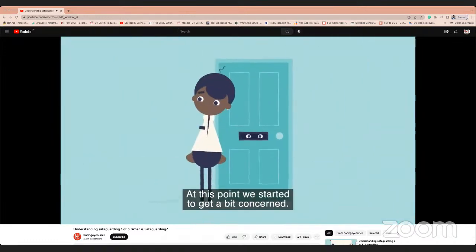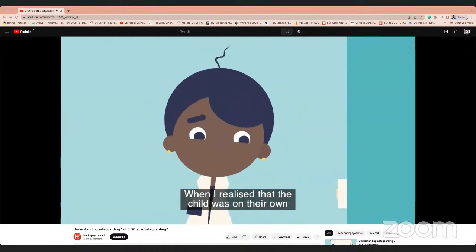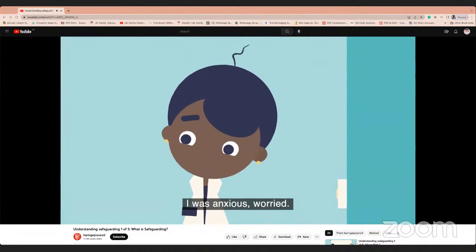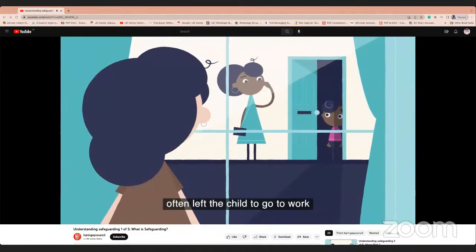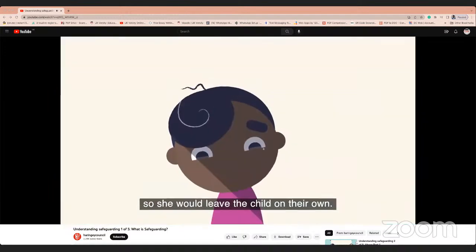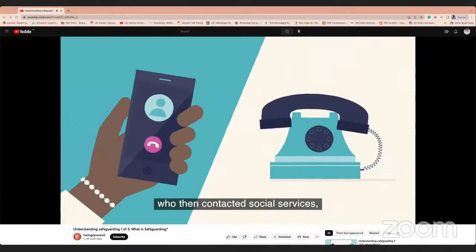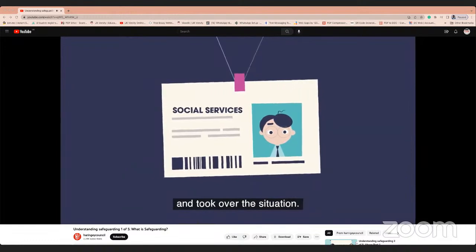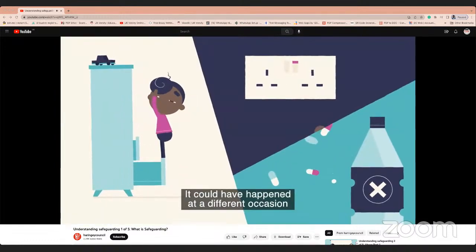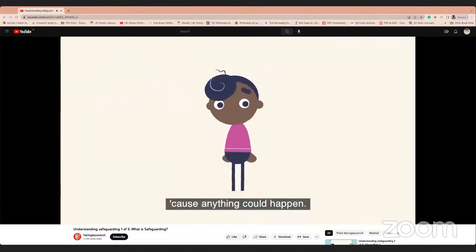And at this point, we started to get a bit concerned. When I realized that the child was on their own, I was anxious, worried. The neighbor confirmed that the parent, they were a single mother, often left the child to go to work, so she would leave the child on their own. I had contacted my manager, who then contacted social services, and social services came in and took over the situation. It could have happened on a different occasion where the child could have come to harm, because anything could happen. That is neglect.